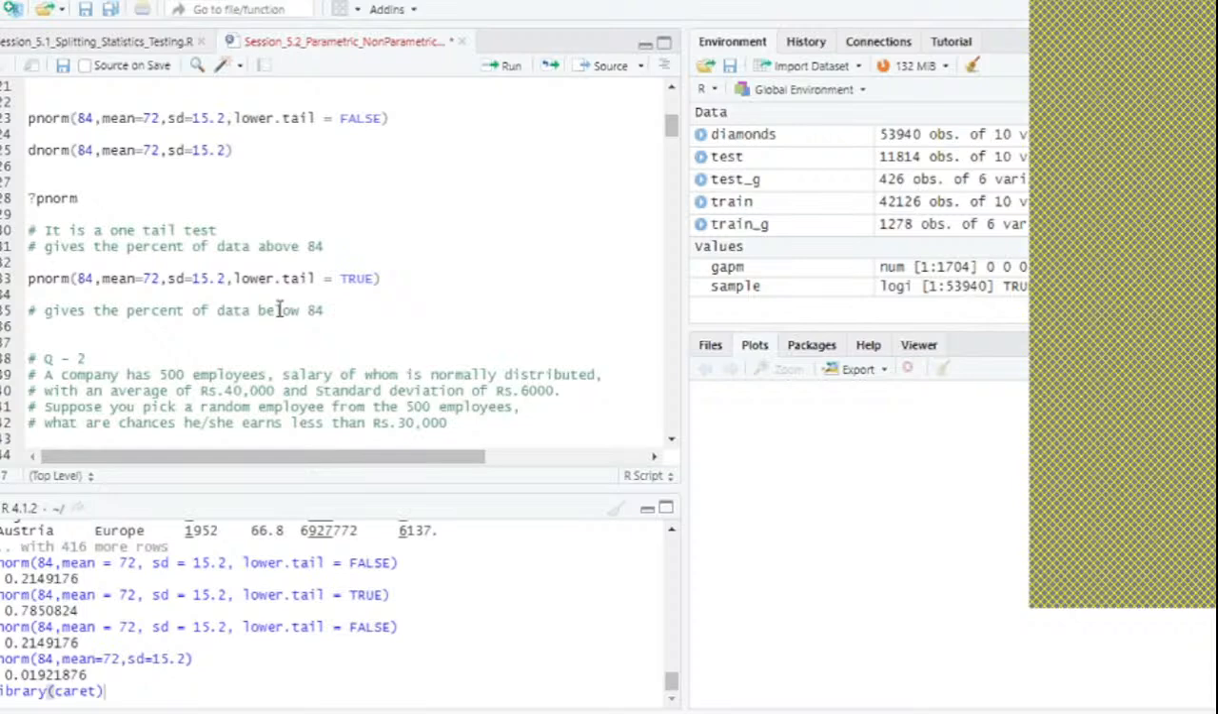T test is far more used than Z test, so I have not included Z test. T test and ANOVA you'll be using far more in data science. That's why I've just covered this probability part, and then we'll see how we do the tests as we proceed. Okay, done. Question two. How many of you have done question two? Type in the chat window.